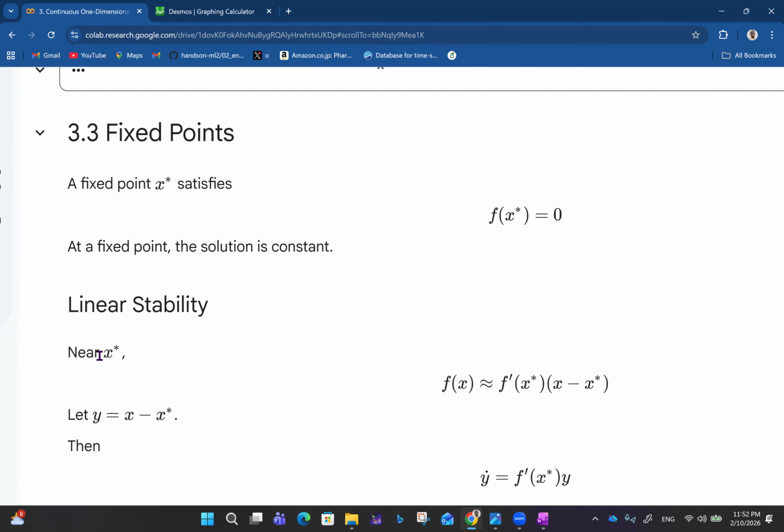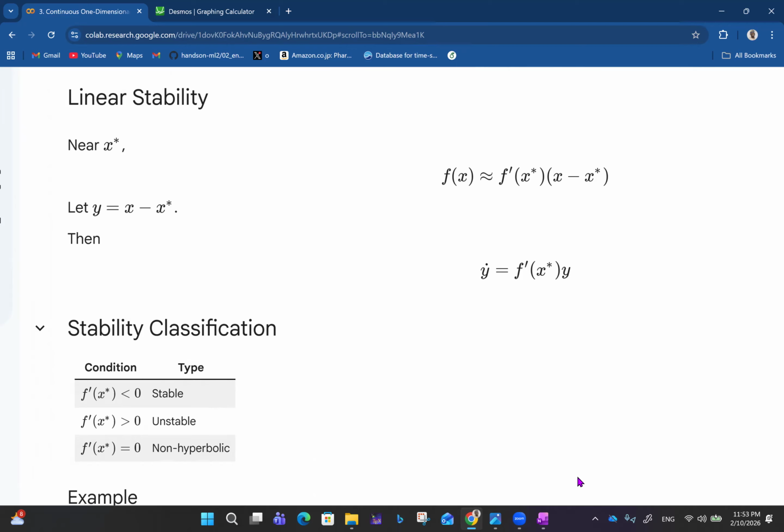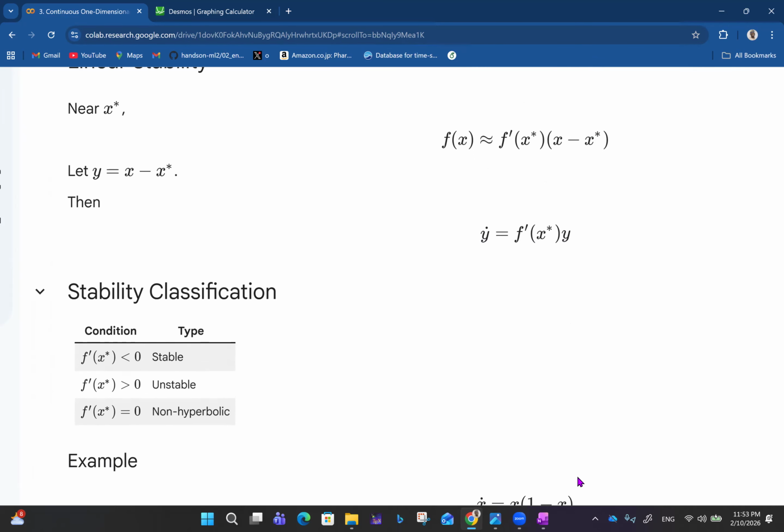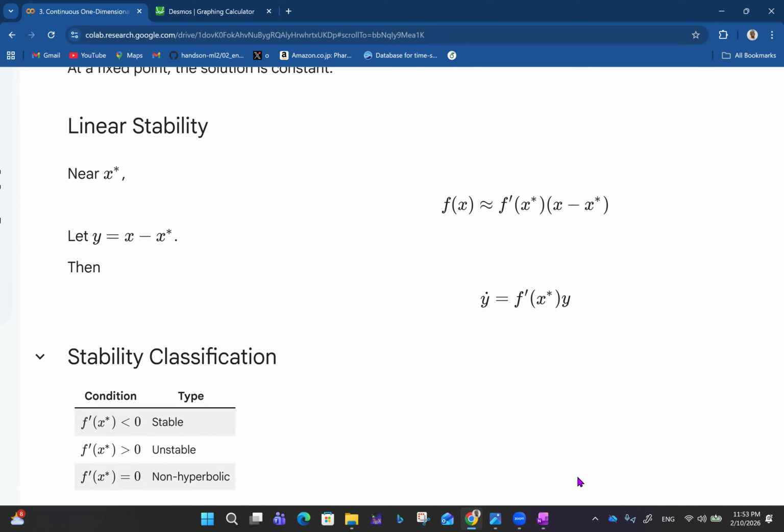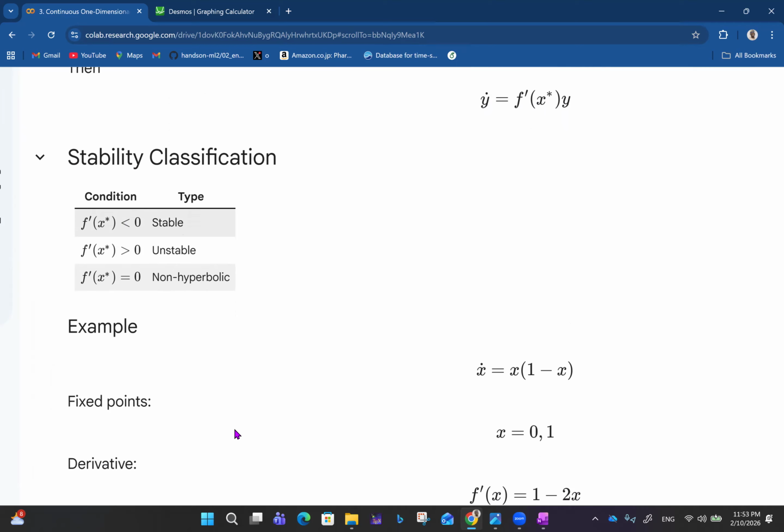So the linear stability now: near x star, you have f of x approximately f prime of x star multiplied by x minus x star. And if you let y be x minus x star, then y dot is equal to f prime of x star multiplied by y. So we are going to talk about some kind of linearization as we move on. We already did in a previous video something about stability classification. So if you get those equilibrium points and you substitute them into the derivative of the function and you get less than 0, that means stability. And I suspect that's exactly what you are going to get.